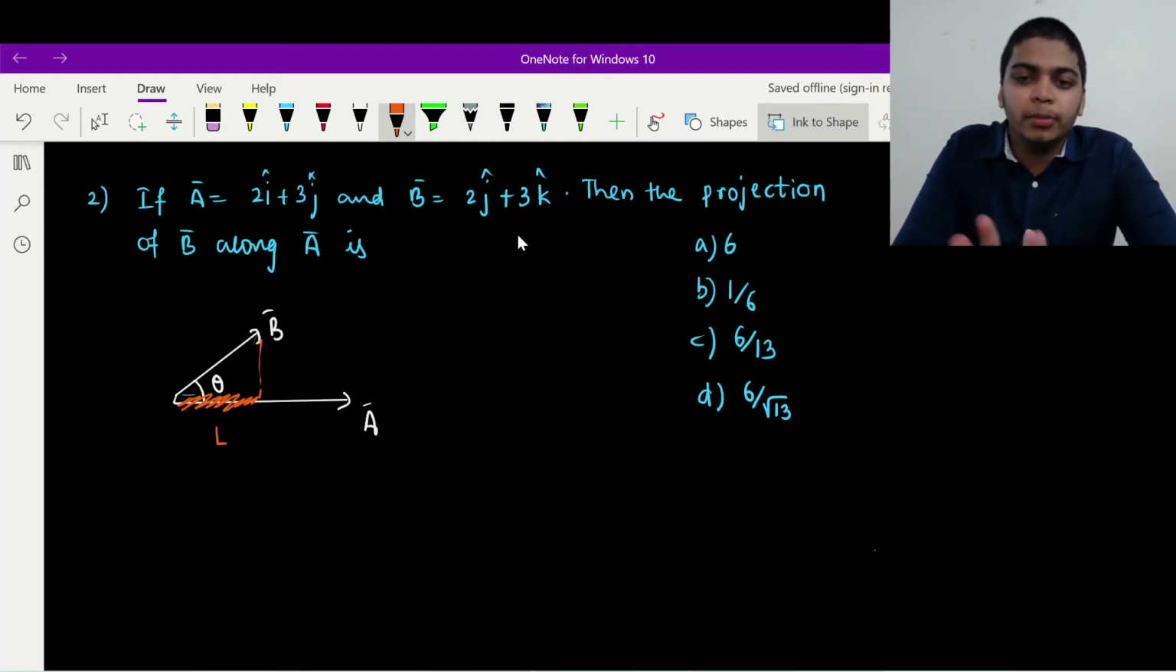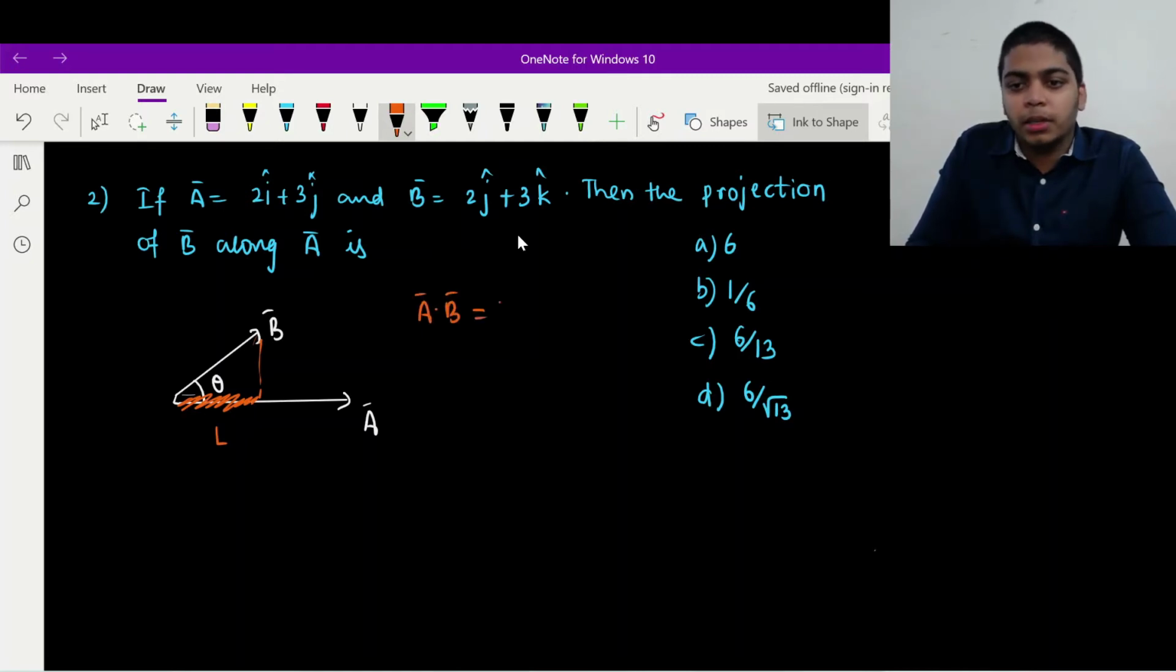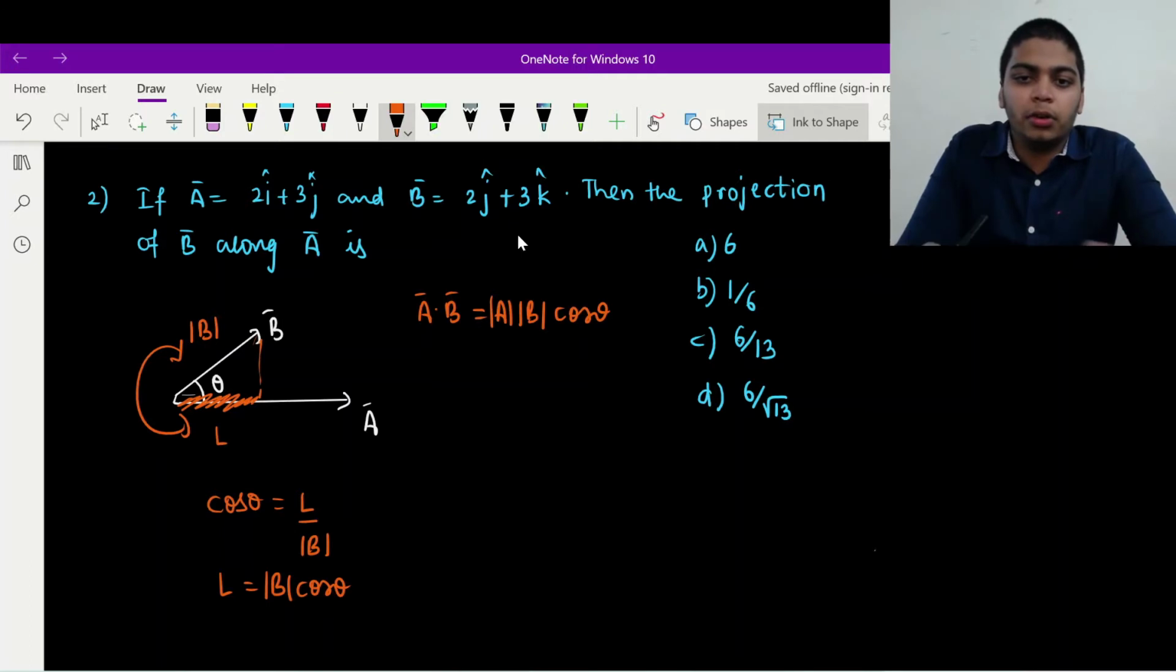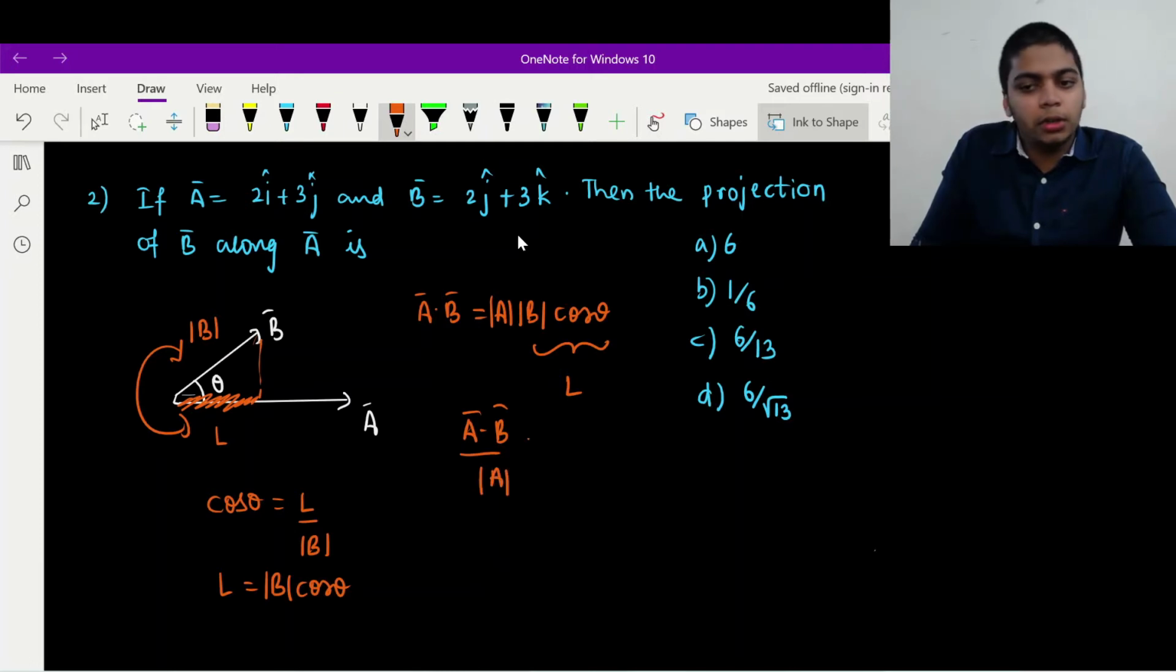How can we evaluate this? You have the simple dot product: a bar dot b bar is nothing but mod a mod b cos theta. If this is your mod b, from the simple trigonometric ratio of cosine, cos theta is nothing but l by mod b. So your l is nothing but mod b times cos theta, which is the length of b along a. This l is what you are interested in finding, and that l is also nothing but a dot b by mod a.